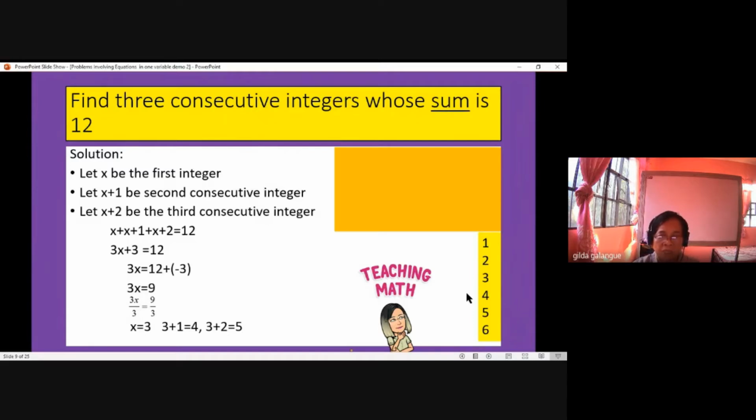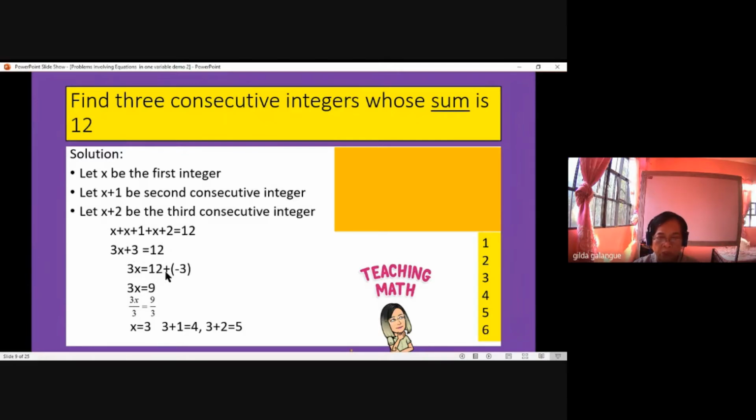Now we'll be using an algebraic method. Let x be the first integer, and let x plus 1 be the second consecutive integer. And let x plus 2 be the third consecutive integer. So we'll add the 3. x plus x plus 1 plus x plus 2 equals 12. 1x plus 1x plus 1x is 3x. 3x plus 3 equals 12.